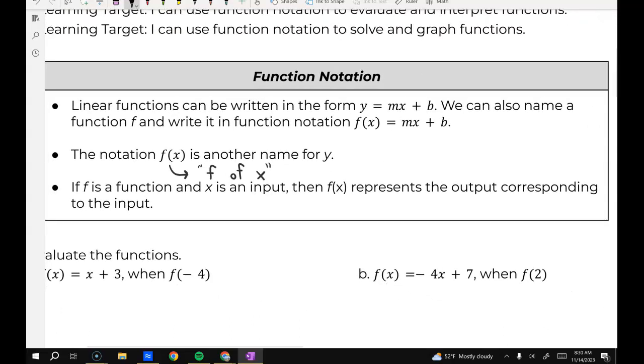So if f is a function, and we just use f as the standard because function starts with f, but we could really plug any letter in there. We could have g of x, we could have h of x, we could have m of x, but the one we start out with is just f for function. If f is a function and x is an input, then f of x represents the output corresponding to the input.